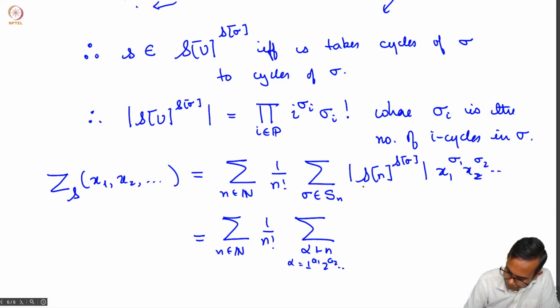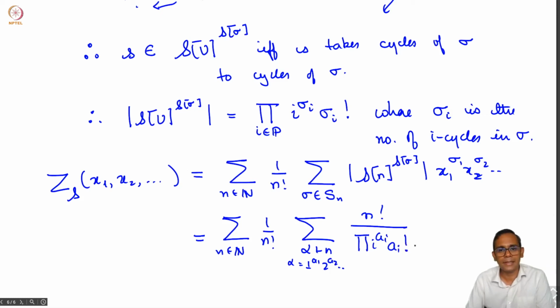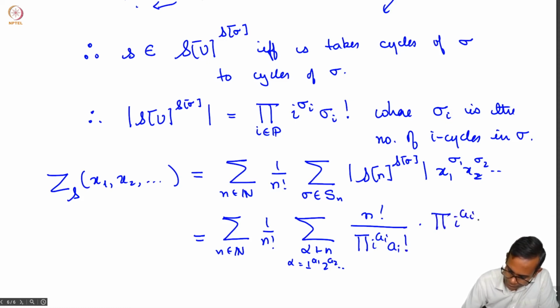And then the number of elements with cycle type alpha, which we've already seen in an earlier lecture, is going to be n factorial over the product of i raised to a_i times a_i factorial. And then we have the number of fixed points which we just computed, and this is the product of i raised to a_i times a_i factorial again.